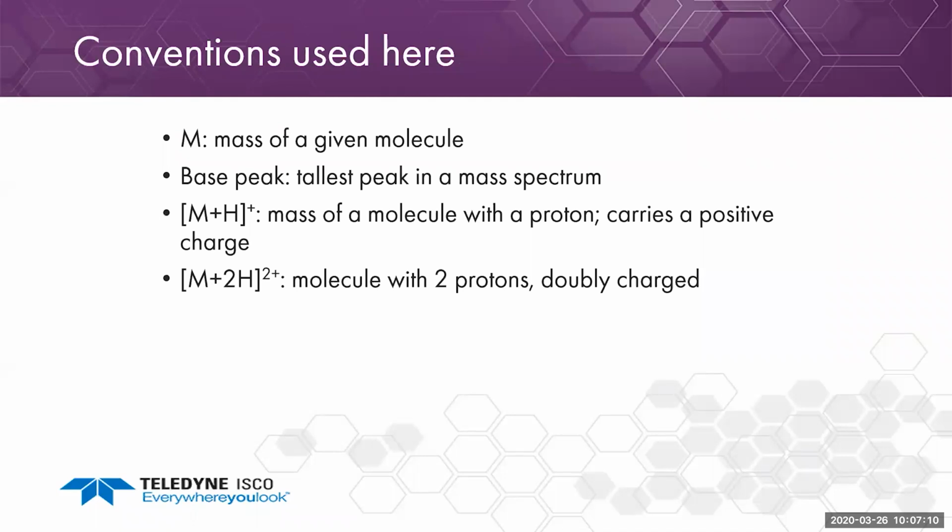The conventions here: M is the mass of a given molecule. The base peak is the tallest peak in a mass spectrum. The M plus H positive is the mass of a molecule with a proton, and it carries a positive charge. And it's possible to have multiple charges, so that you have M plus 2H or 3H, and you can have multiply charged species, and those are very useful. You can also see M plus sodium or M plus potassium, or adducts such as M plus solvent plus H, where the solvent is the carrier solvent from your mass spectrometer, or your HPLC solvent such as methanol or acetonitrile.